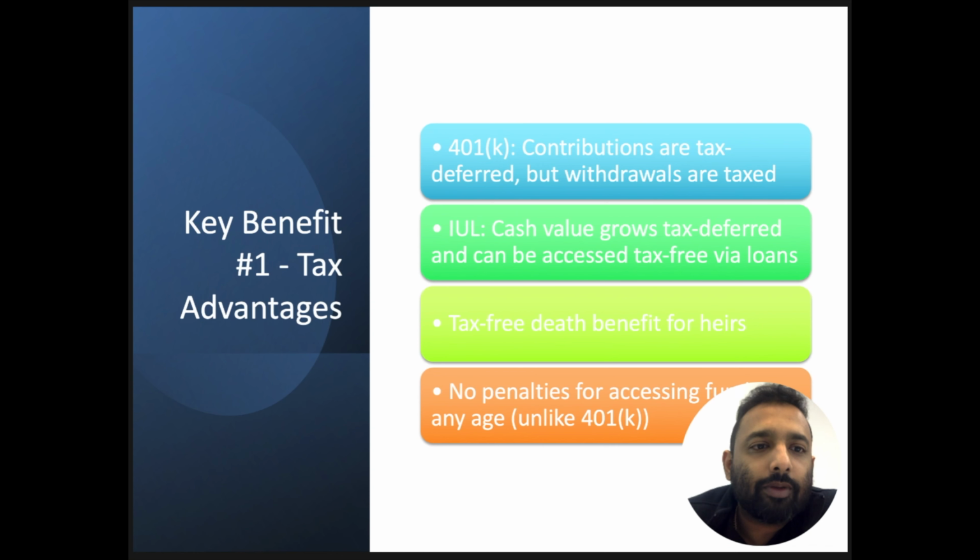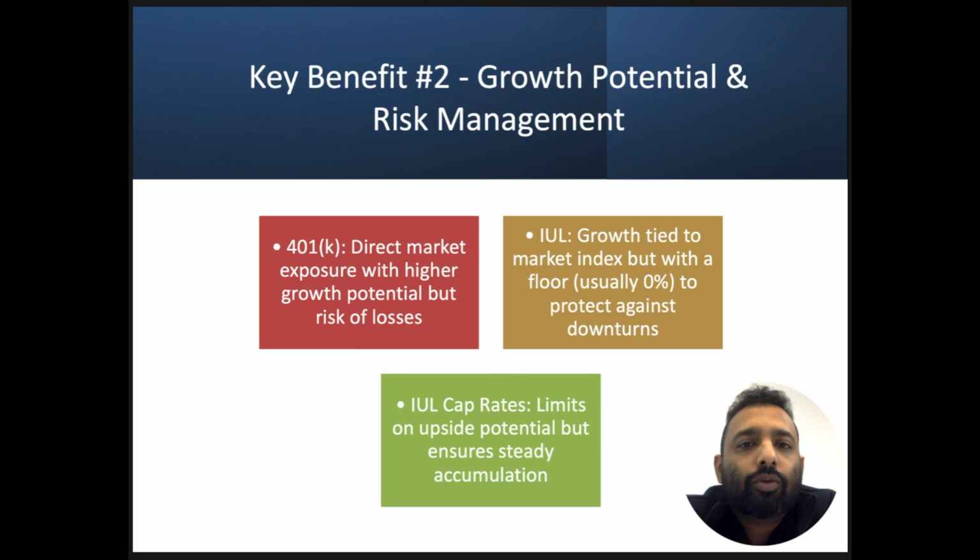So that's another benefit. Key benefit: growth potential and risk management. Now, 401k has direct market exposure with higher growth potential but risk of loss. So that means if an index performs 32%, they will give you 32% growth for that year, versus IUL maxed out at 10%. They will not give you more than 10%. But the issue with the 401k, when the market performs negative 32 or negative 25, let's say, your money will go negative 25. But IUL locks it at 0%, it would never go down.